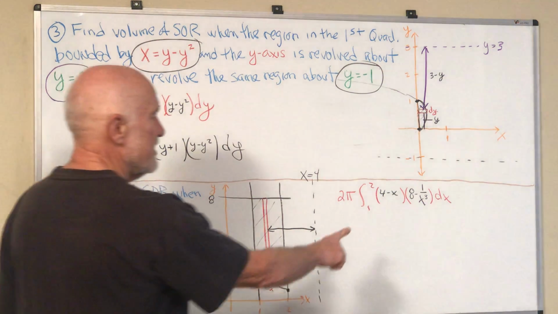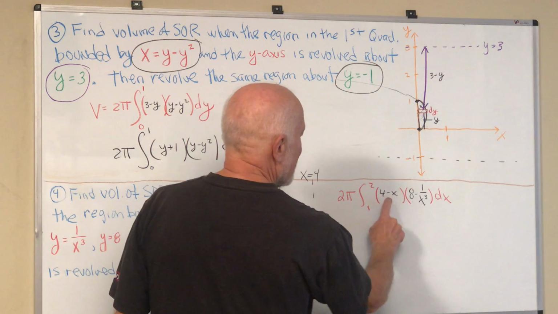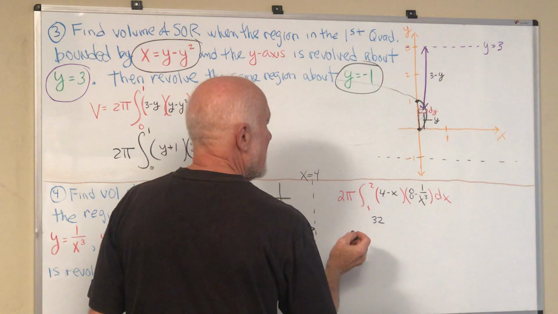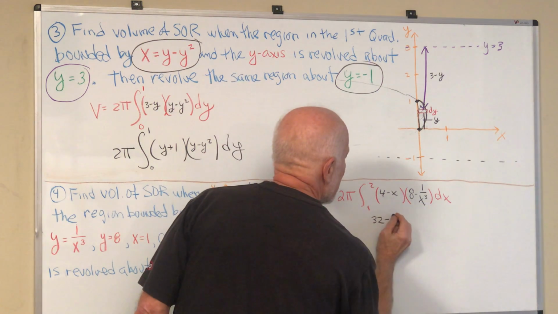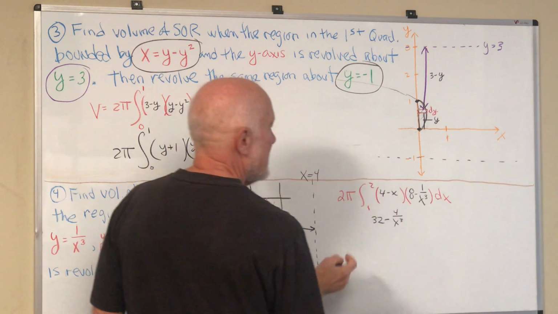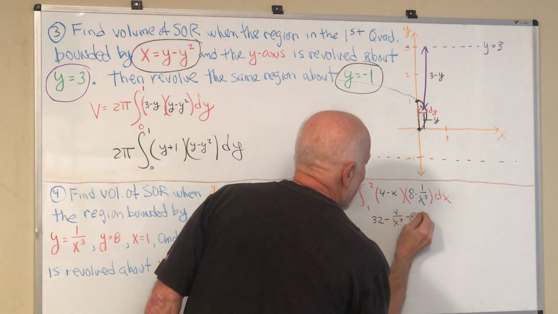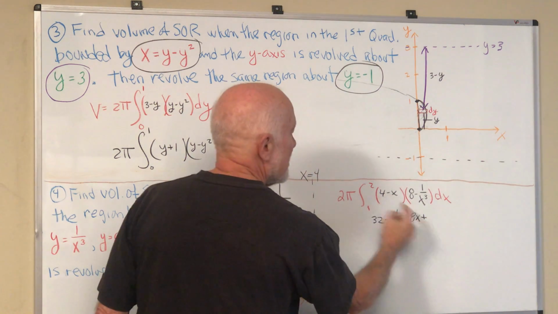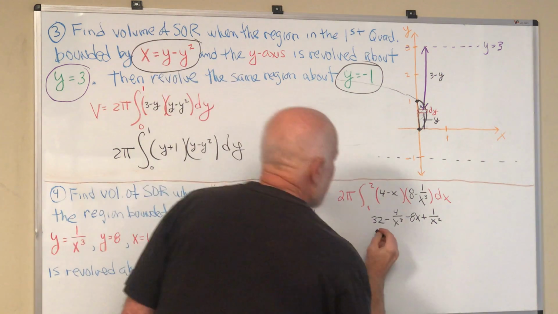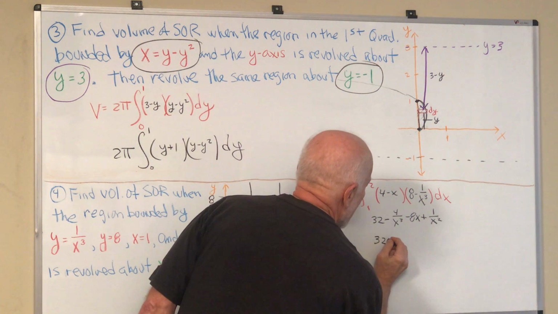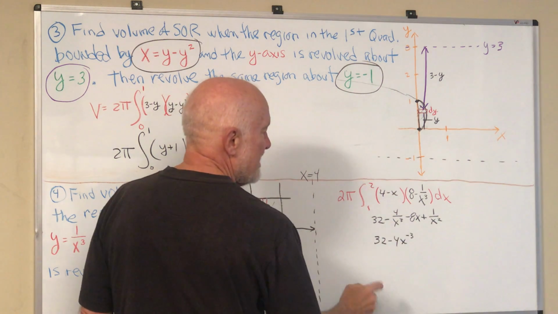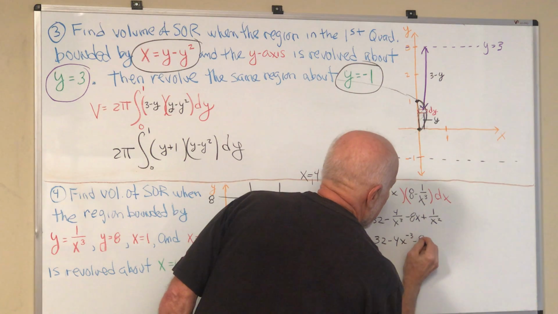Well, let's just finish out this one. It's a little bit harder. 8 times 4 is 32. And then you have minus 4 over x cubed. And then you have minus 8x. And then plus 1 over x squared. If we're going to have to do an antiderivative, I probably want to put these in negative exponents.